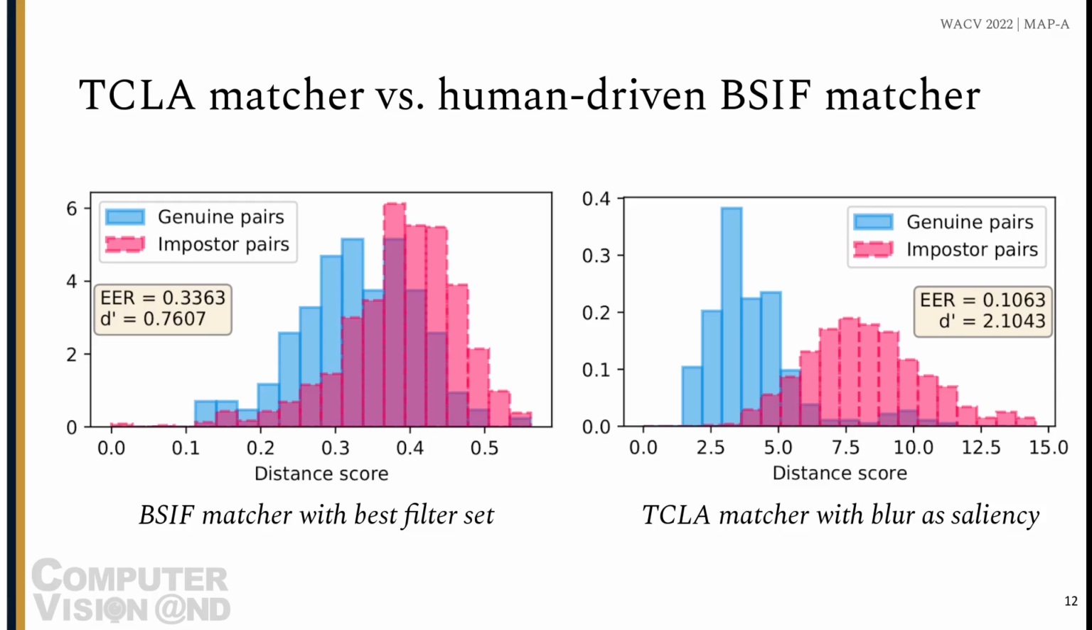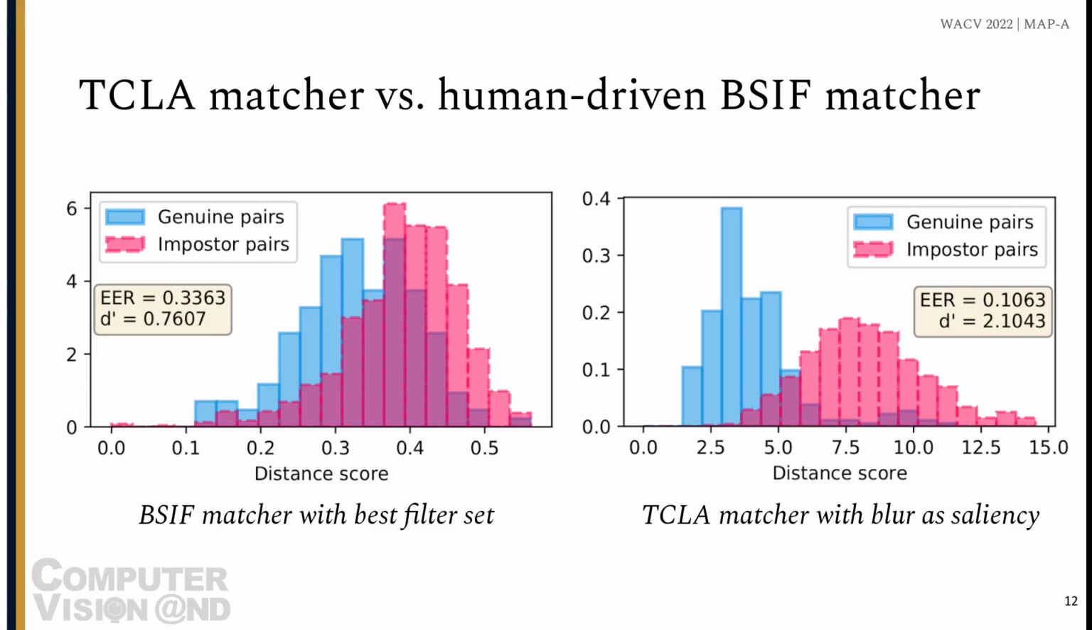On the left, we have the curves for the BSIF matcher with the best filter set selected for this task. On the right, our TCLA matcher using blur as saliency along with normalization, which is the best scenario in that previous table. The TCLA matcher outperforms the BSIF method with a D' almost 3 times greater and a reduction of the equal error rate from 33% to under 11%. While not perfect, it's worth remembering that many samples have less than 15% of the iris visible, that is, unaffected by the contact lens. So this represents a significant improvement on the iris recognition under these circumstances.